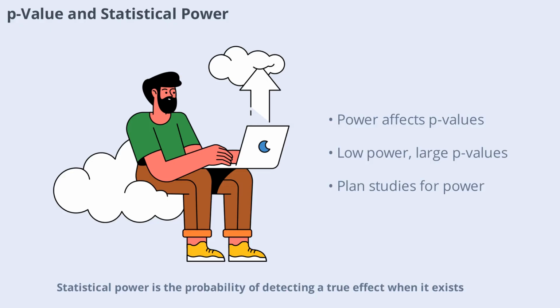Statistical power is the probability of detecting a true effect when it exists. Low power can lead to large p-values even when there is a real effect, while high power increases the chance of finding significant results. Considering statistical power is essential for designing studies and interpreting p-values accurately.